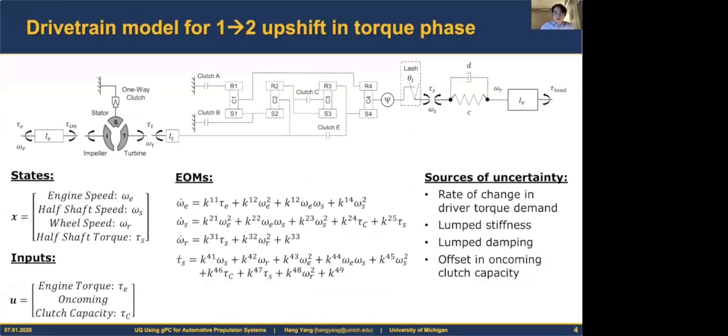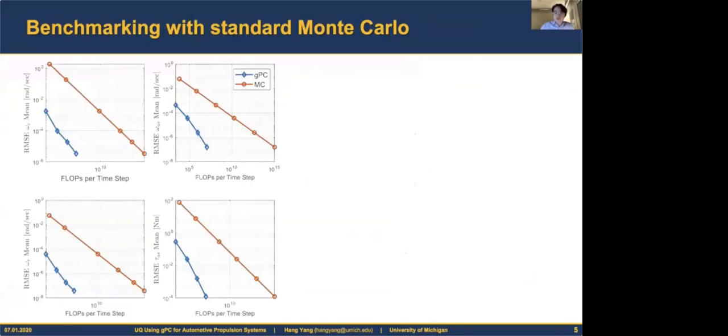The model has 4 states, 2 inputs, a nonlinear torque converter, and considers 4 sources of uncertainties, which are listed on the right. We benchmark our method with the standard Monte Carlo algorithm.